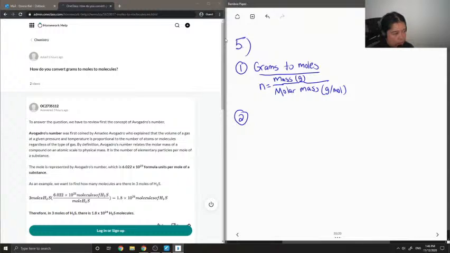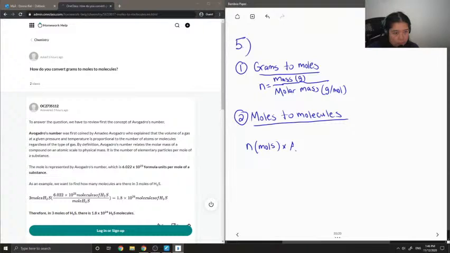So the second part of the question asks from moles to molecules. So if we know the number of moles, we can actually multiply this value by Avogadro's number. And its units are in molecules per mole.